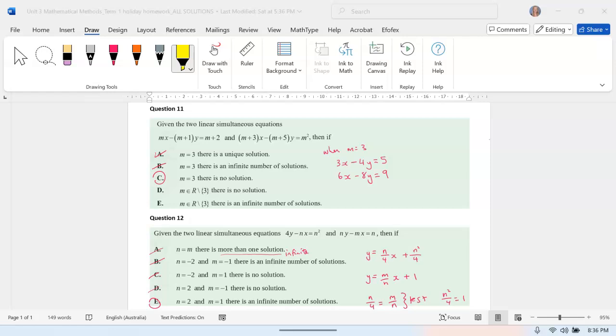So the previous one I think went for over 30 minutes, not ideal to go over that 30-minute mark, but we'll see how we go.